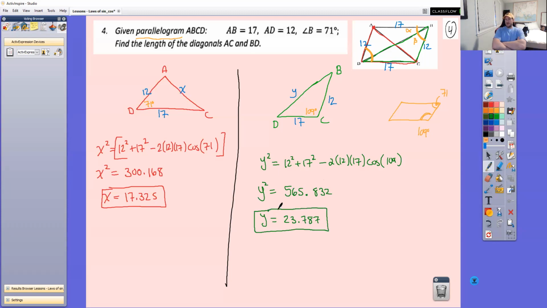So there's your two diagonals. So this thing that I called X is actually diagonal AC. So the measure of segment AC. This thing that we called Y is BD. The measure of segment BD. There you go. Moving on.